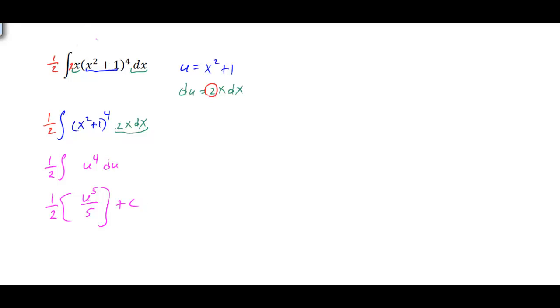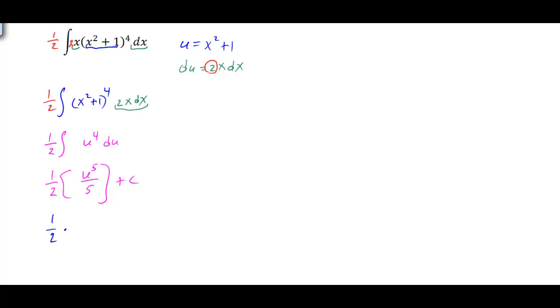The only thing we have left to do, for our final step, is to rewrite this back in terms of our original variable x. So we would take 1/2 and multiply that by our u value. So it's u to the fifth, so that means we would have x squared plus 1 to the fifth power, and that's still over 5. So we could write this as 1/2 times 1/5. You could pull it out front and write this as 1/10 times (x squared plus 1) to the fifth plus c.